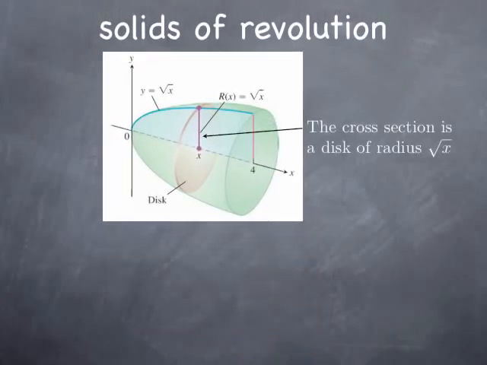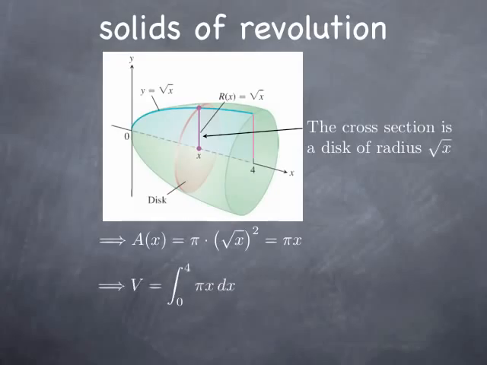Now, if the cross-section is a disk of radius square root of x, the area of a disk is simply pi multiplied by the square of the radius of the disk. In other words, we get pi multiplied by root of x squared, in other words, pi x. And the formula we've established in the previous video is that the volume is then given by the integral of that area of the cross-section over the range of x values corresponding to the two bounding vertical planes for the solid. In our case, x equals 0 and x equals 4.